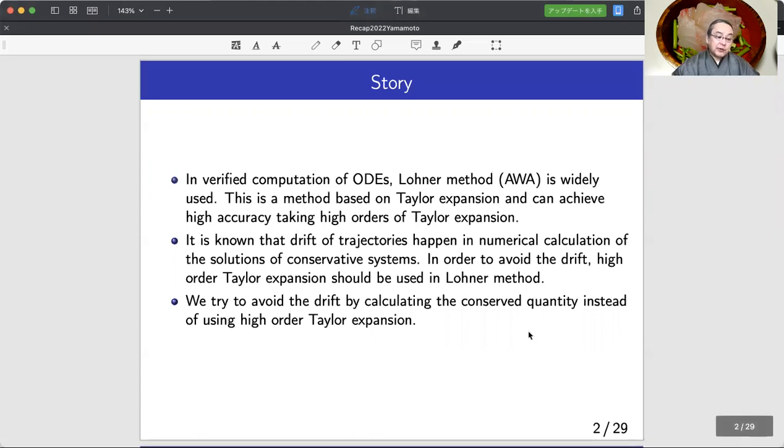This is today's story. In verified computation of ODEs, the Lohner method is widely used. This is a method based on theta expansion and can achieve high accuracy, taking high orders of theta expansion. It is known that drift of the trajectories happens in numerical calculation of the solutions of conservative systems. In order to avoid the drift, high order theta expansion should be used in the Lohner method. We try to avoid the drift by calculating the conserved quantity instead of using high-order theta expansion.